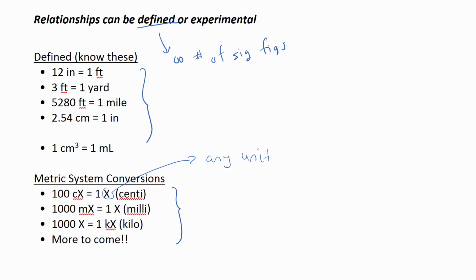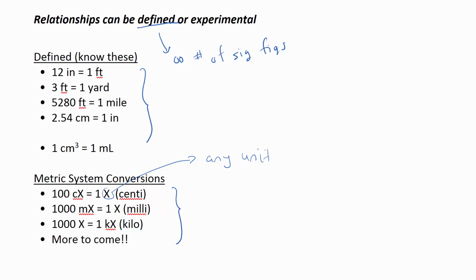And these are the first ones I want you to know. I want you to know that when you hear the word centi, that means it's been chopped up into small pieces, and that there's 100 of them. So this one unit, X, has been chopped up into 100 little pieces. Each one of those little pieces is called a centi-X. So a centimeter is 1/100th of a meter. Same thing with a millimeter or a milligram. A milligram is 1/1000th of a gram.